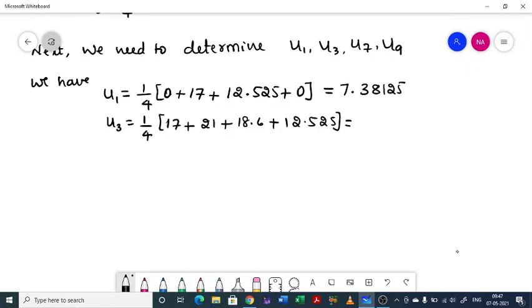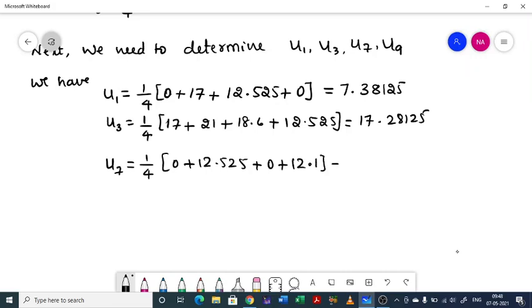So U3 will be 17.28125. Similarly, you can check that U7 will be 1 by 4 times of 0 plus 12.525 plus 0 plus 12.1. So it will be 6.15625.